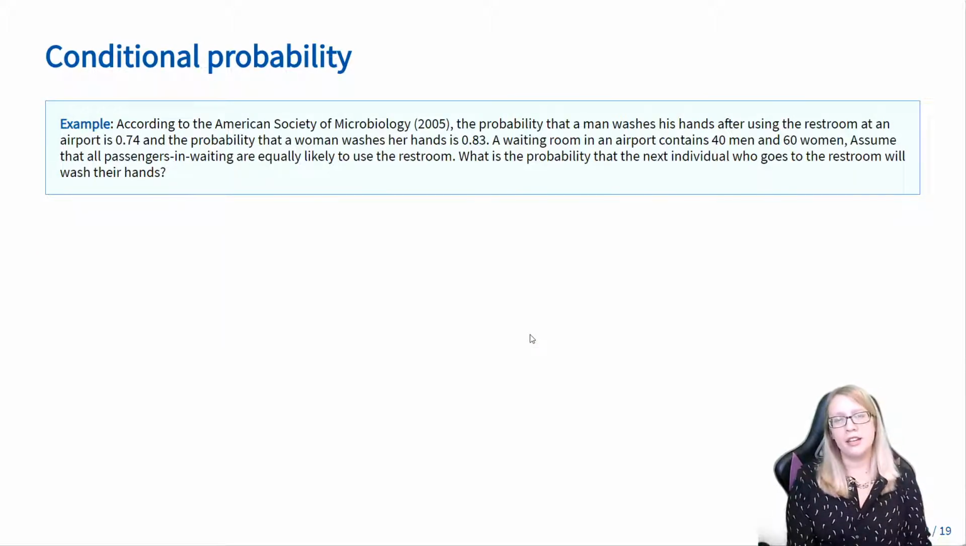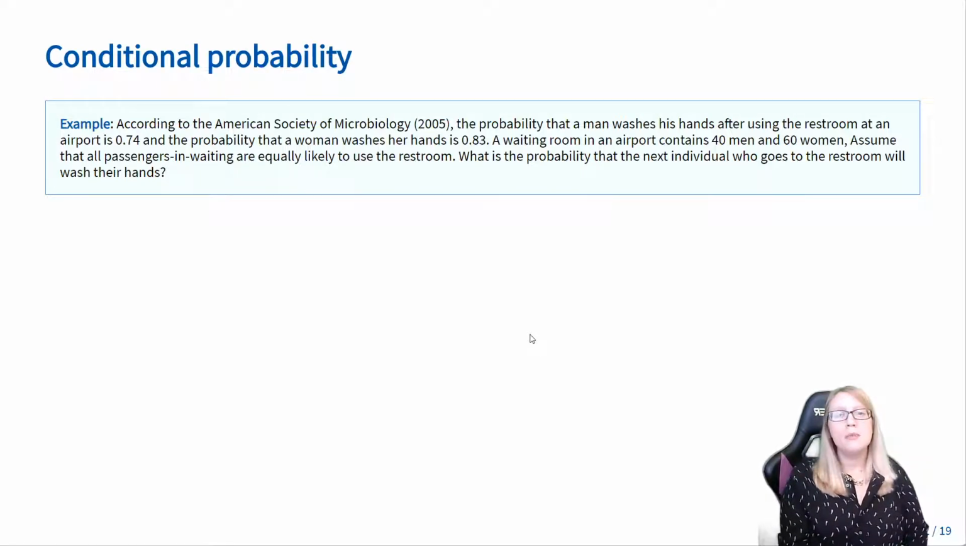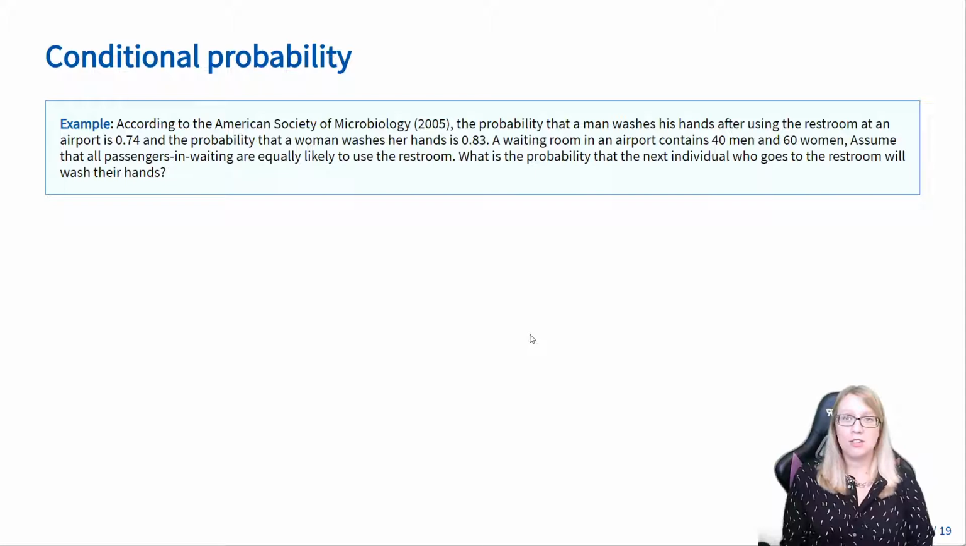Let's take a look at another example. According to the American Society of Microbiology, the probability that a man washes his hands after using the restroom at an airport is 74%, and the probability that a female washes her hands after using the restroom at an airport is 83%. This data was collected from an observational study at an airport. So yes, there were people watching in the bathroom.